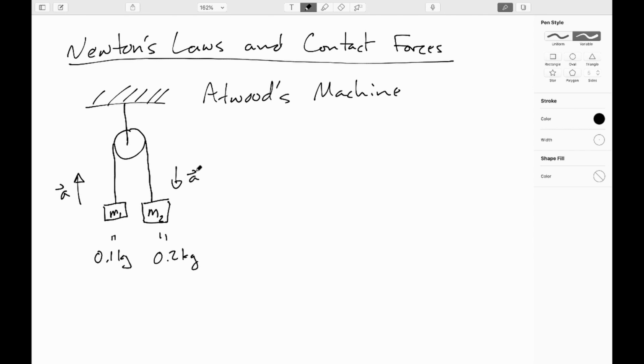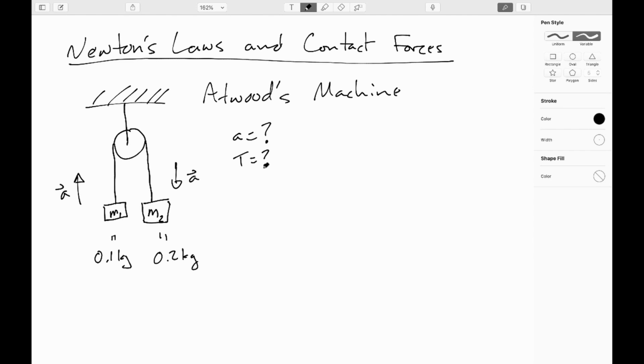And in fact, the magnitudes of the accelerations will be equal. This is because we're assuming that the string doesn't stretch. So however much one mass is moving, the other mass has to move exactly the same to keep the length of the string the same. So what I'm interested in finding is what is the magnitude of the acceleration of the blocks, and also what is the tension in the string.